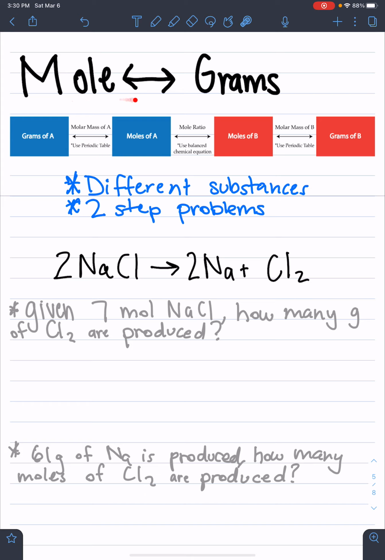Now we're going to start doing two-step problems, where we have to go from one thing to something else and then from that to something else again. So there will be two different steps. This will make more sense as we go along, but I'll be referring to this picture a lot to hopefully give you some type of visual that you can use. So let's just jump into it and hopefully it'll make sense as we go.